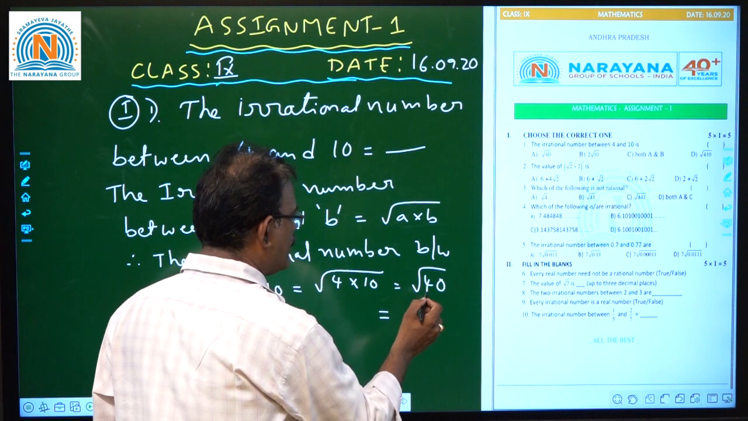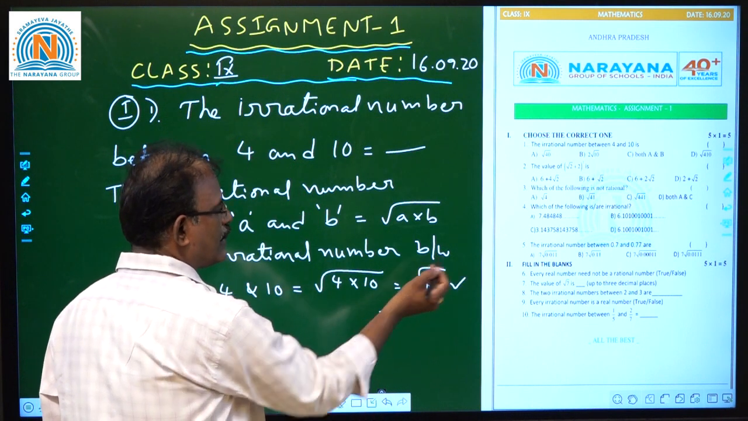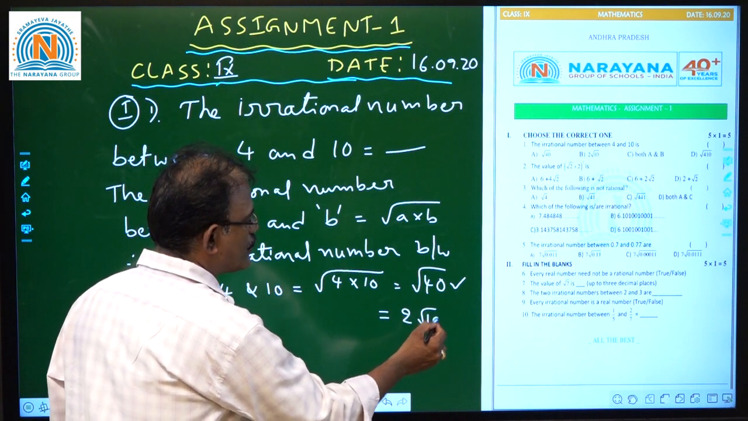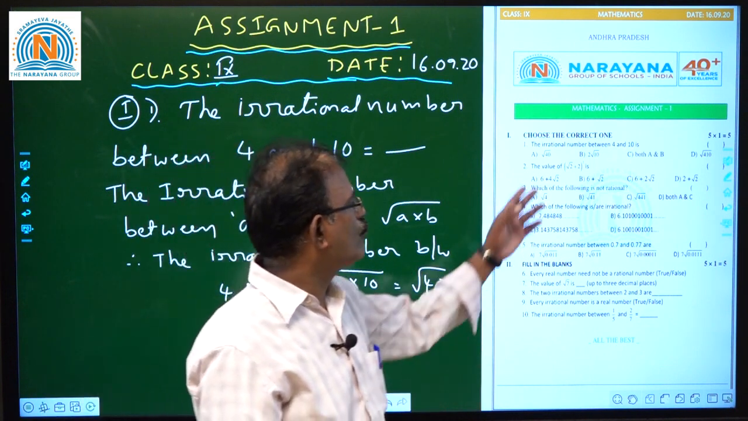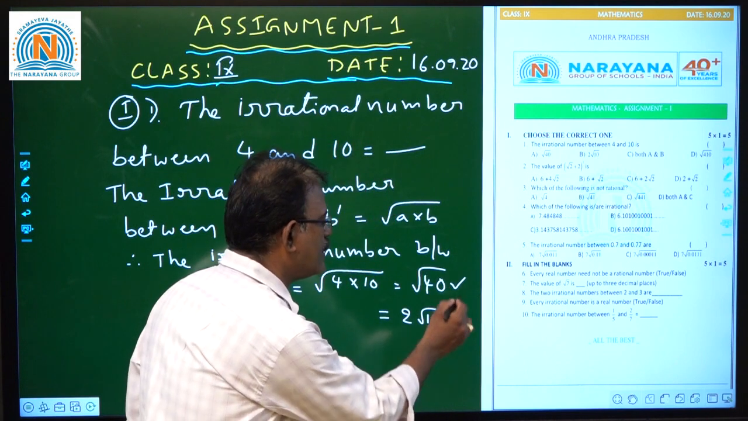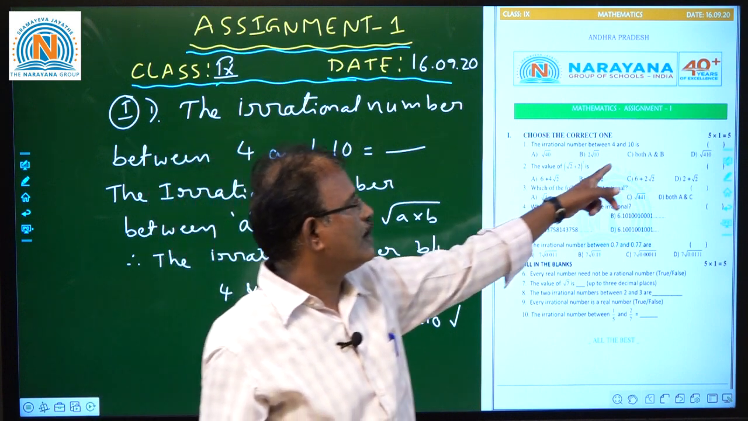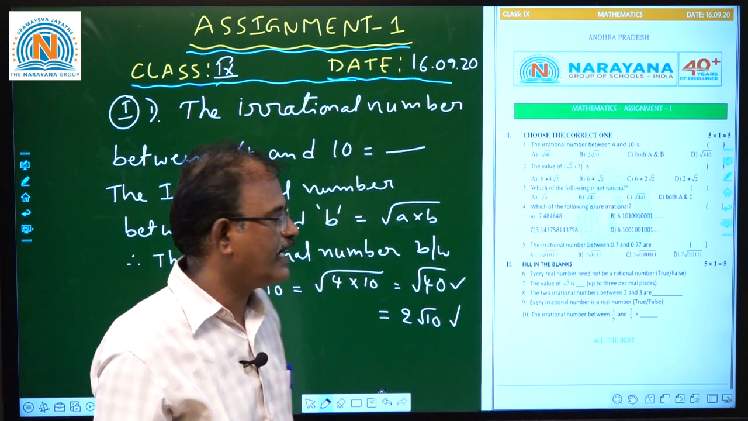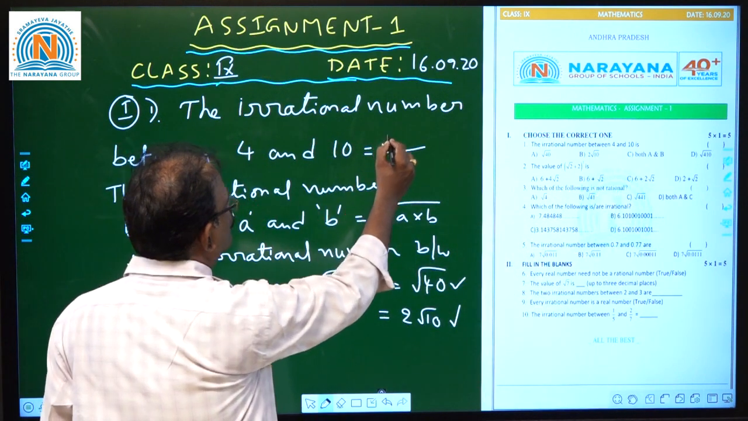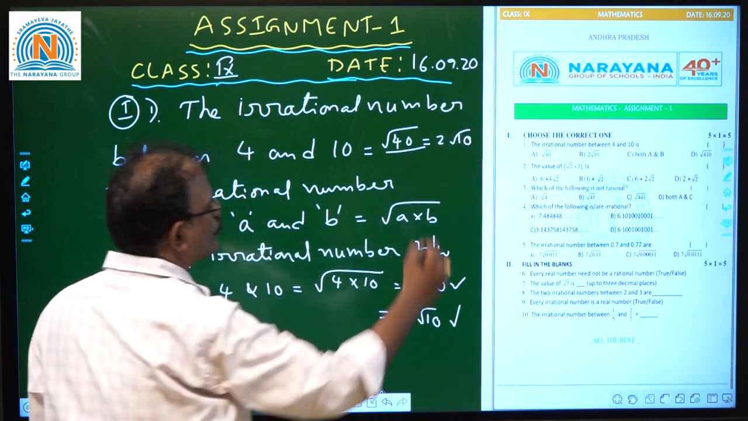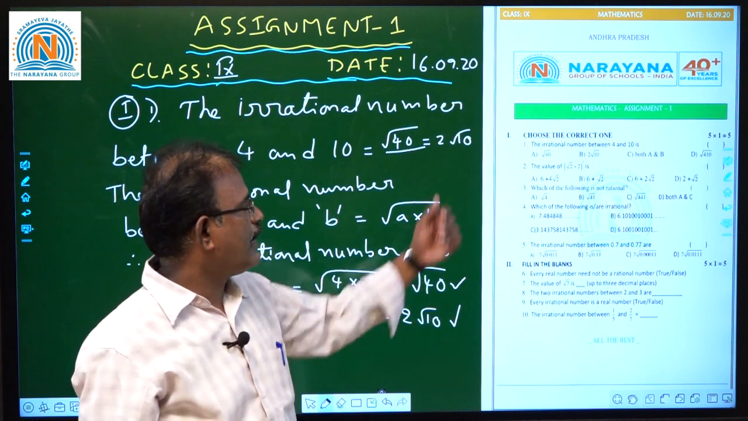So root 40 is one of the answers. When 4 comes out of the root, this is 2 root 10. If you see the options, root 40 is given in option A, and 2 root 10 is given in option B. If you see the C option, it is both A and B. So both are answers. So our next question.